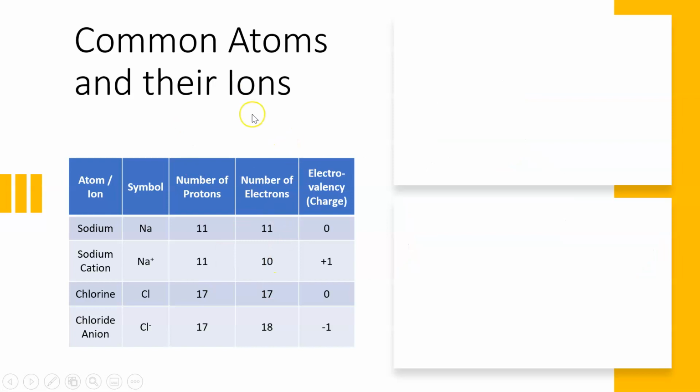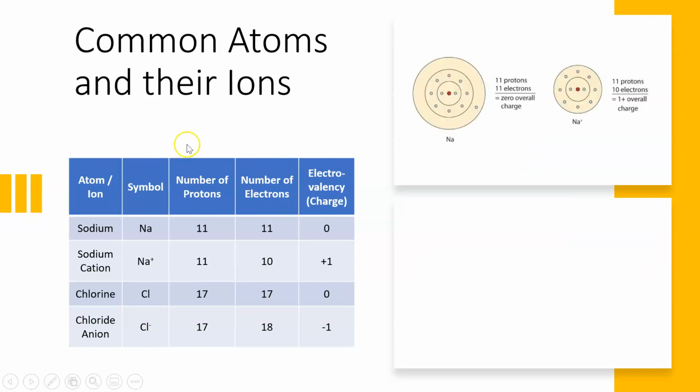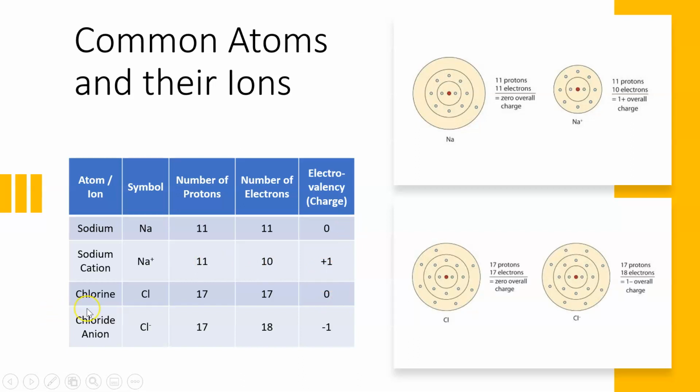Okay, and we've got some common atoms and their ions. We have sodium, which is a metal, has 11 protons, 11 electrons in its neutral atomic form. When it's a sodium cation, it's lost an electron. So it's got more protons than electrons, so it has that charge of +1 because there's more protons.